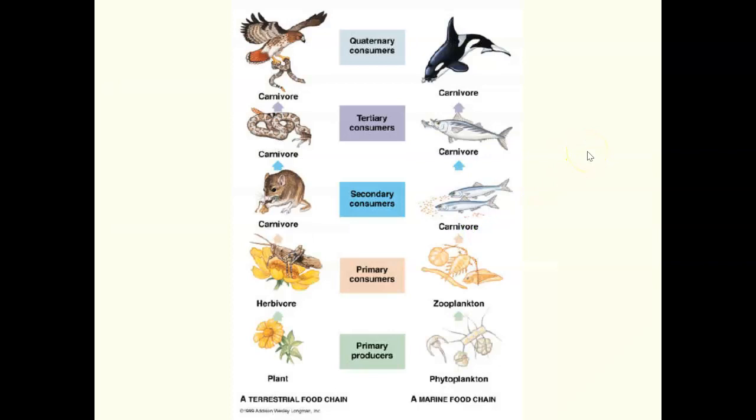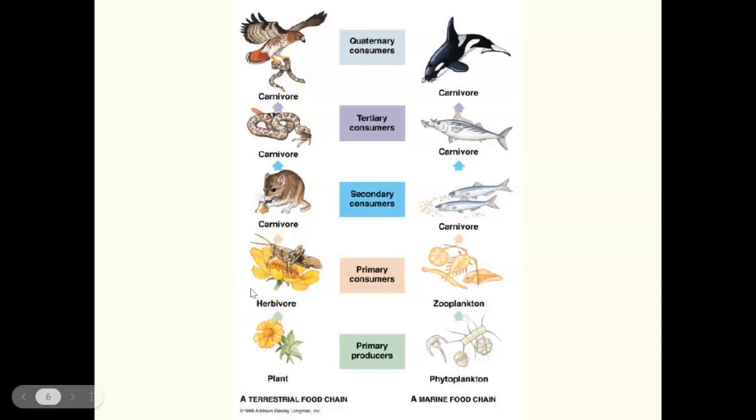Here's a couple examples of some more food chains. And so on the left, we have a terrestrial food chain. Plant transfers energy to the herbivore, transfers to a carnivore, transfers to the next carnivore, and up to the next carnivore. Notice the arrows point in one direction. They point in the direction of energy being transferred. They do not point in the direction of who is eating who. If we pointed that way and the insect was eating the flower, then the arrow would point the other way, and that would be wrong.